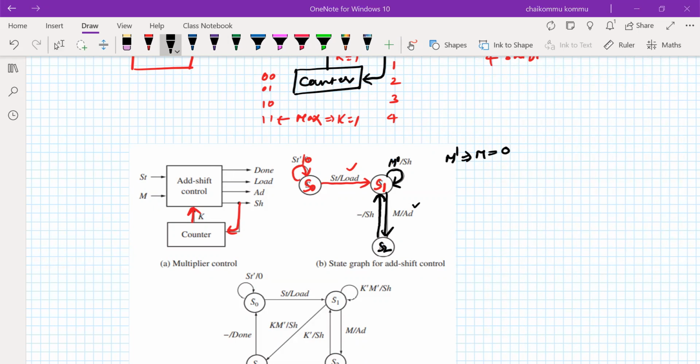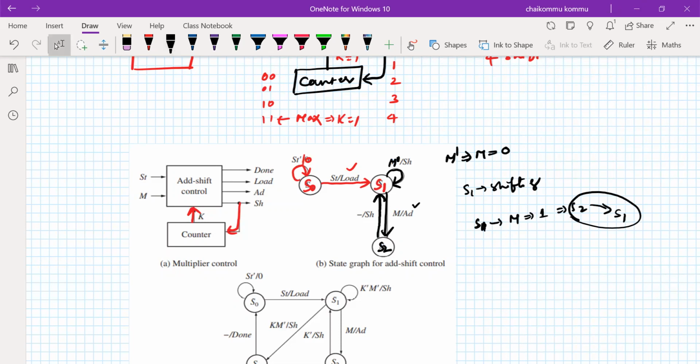Right? So therefore, S1 is meant for shifting. So when I enter into the S2 state, for example, if you are in the S1 state and M came into existence as logic 1, then again it has to go to the S2 state. At S2, immediately a shift has to happen, so it goes back to S1. Therefore, no need to take another state, something like this.